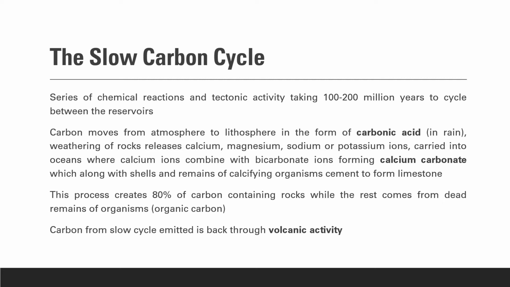The carbon moves from the atmosphere to the lithosphere in the form of acid rain, carbonic acid, which is basically rainwater dissolved with CO2 in the atmosphere. It causes weathering of rocks. Weathering of rocks releases calcium, magnesium, sodium, and potassium ions that are carried into rivers, and these rivers eventually drain into the oceans. The calcium ions thereby combine with the bicarbonate ions to form calcium carbonate.